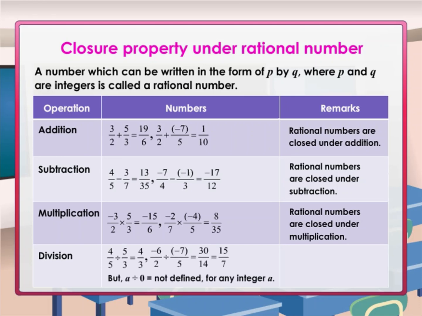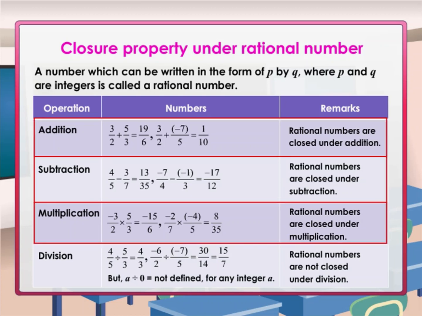In division, if we divide two positive rational numbers, say 4 by 5 divided by 5 by 3, we get a rational number 4 by 3. In the same way, if we divide two negative rational numbers, say minus 6 by 2 divided by minus 7 by 5, we get 15 by 7. But any integer divided by 0 is not defined. Therefore, rational numbers are not closed under division. From this table we learnt, rational numbers are closed under addition, subtraction and multiplication, but not under division.